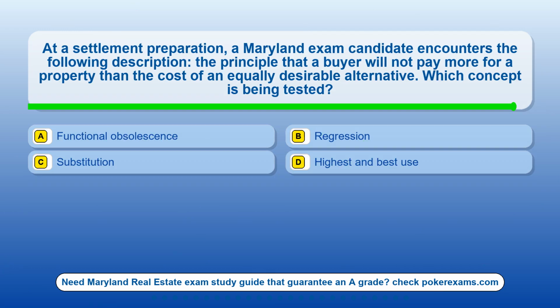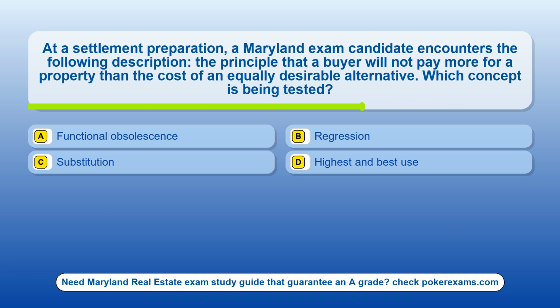Question 17. At a settlement preparation, a Maryland exam candidate encounters the following description: the principle that a buyer will not pay more for a property than the cost of an equally desirable alternative. Which concept is being tested? Option A, functional obsolescence. Option B, regression. Option C, substitution. Option D, highest and best use.